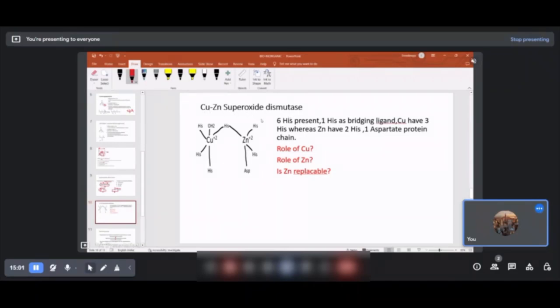This is the structure of copper and zinc superoxide dismutase, where we can see copper and zinc are bridged by a histidine. There are in total six histidines, and one histidine is acting as a bridging ligand between copper and zinc. The copper has one H2O molecule and three histidines, and the zinc has two histidines and one aspartate. As we can see, this copper has five bonds, so it will show a square pyramidal geometry, and the zinc will show a tetrahedral geometry.